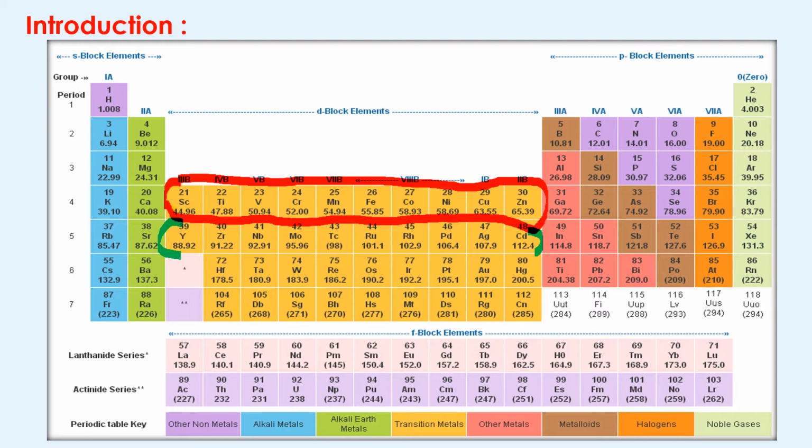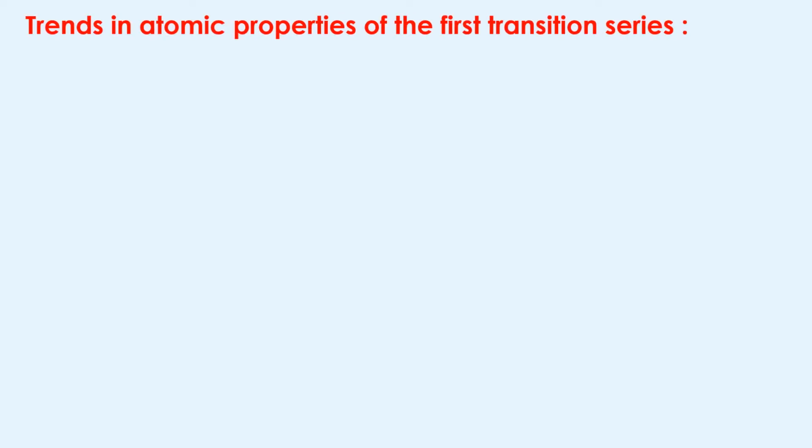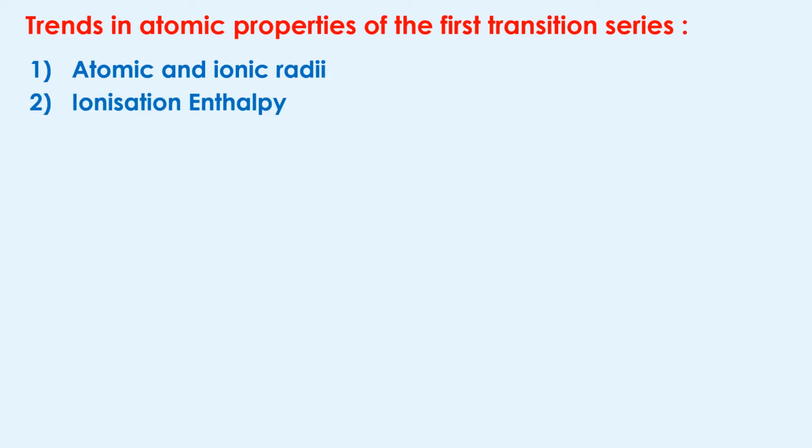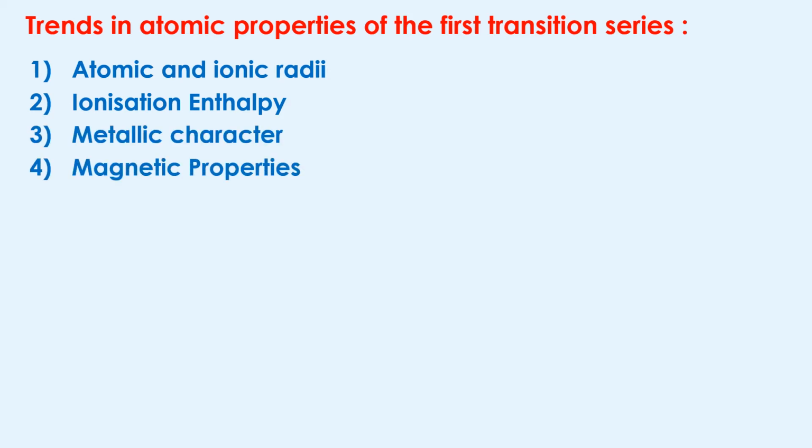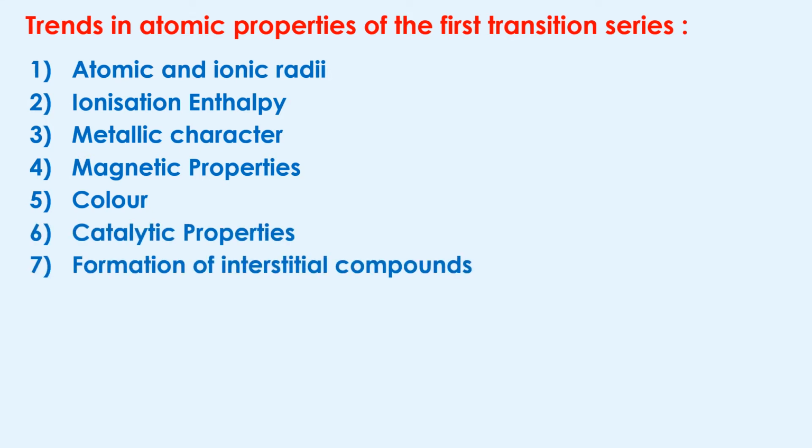Then we started our next part, the trends in atomic properties of the first transition series. In that we have to see, first, atomic and ionic radii. Second, ionization enthalpy. Third, metallic character. Fourth, magnetic property. Fifth, color. Sixth, catalytic property. Seventh, formation of interstitial compounds. And eighth, formation of alloys. But in our last lecture we covered atomic and ionic radii, ionization enthalpy and metallic character.